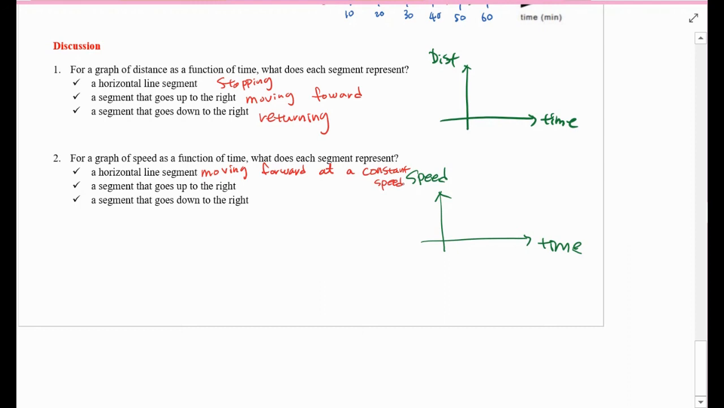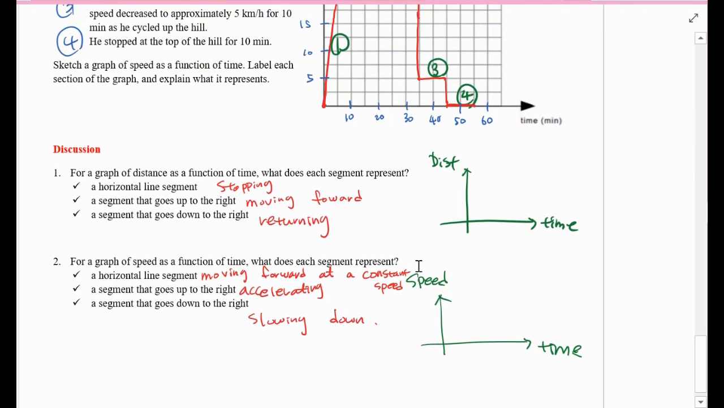A segment that goes up to the right, that means your speed is increasing. That is, you're accelerating. And a segment that goes down to the right, that means you're reducing your speed. That means you're slowing down. Okay, so we learned how to interpret a situation using a graph.